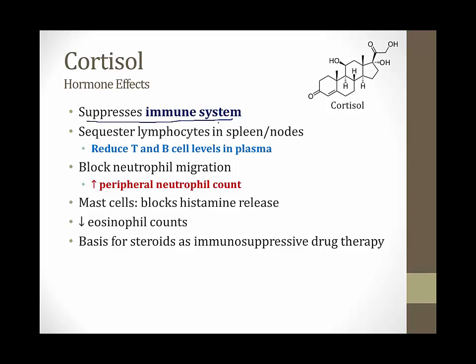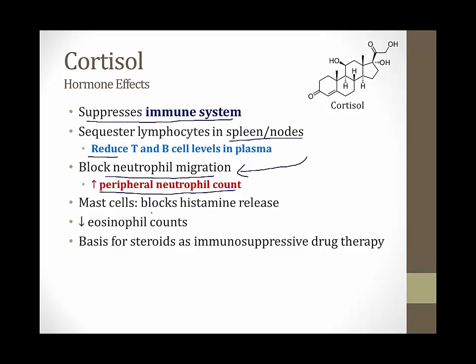So cortisol has been shown to sequester lymphocytes in the spleen and the lymph nodes. If you measure the plasma levels of T and B cells, you will find that they are reduced in patients exposed to high levels of cortisol. Cortisol can also block neutrophil migration out of the vasculature and into tissues. This means that in patients exposed to high levels of cortisol, you will see a rise in the peripheral neutrophil count. This is not because more neutrophils are being synthesized, it's because the neutrophils are trapped in the vasculature and they cannot migrate out into the tissues.